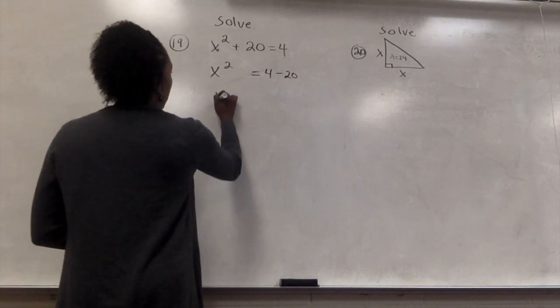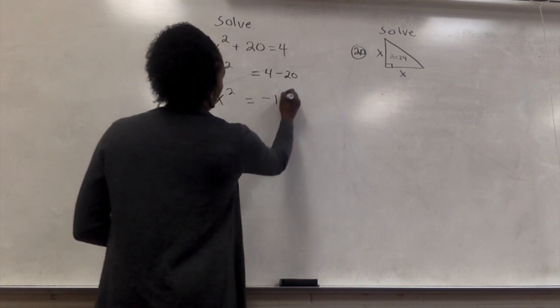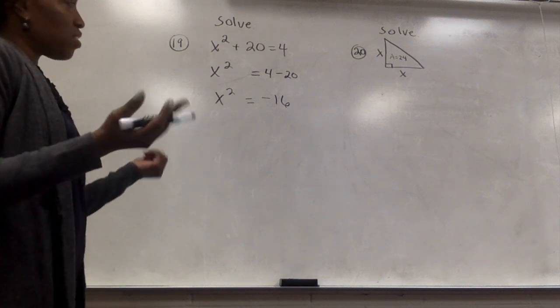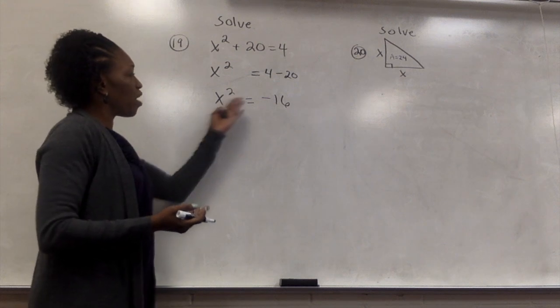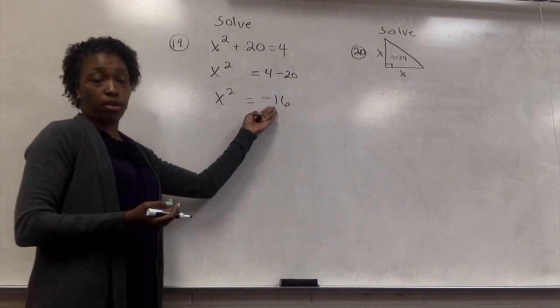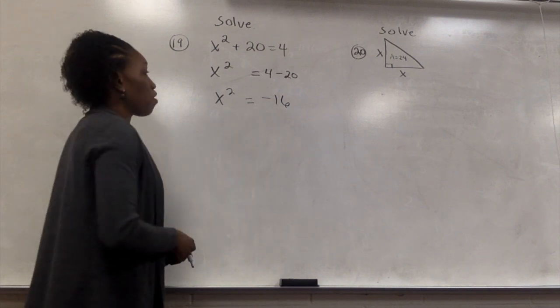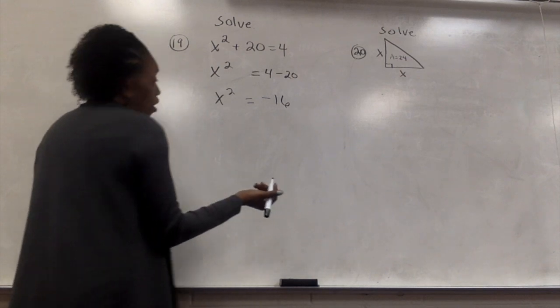So I end up with x squared is equal to negative 16. Now, I can stop here because I see that x squared is going to equal a negative number. It can never equal a negative number. It must always equal a positive number because you're squaring it. So you can stop here.